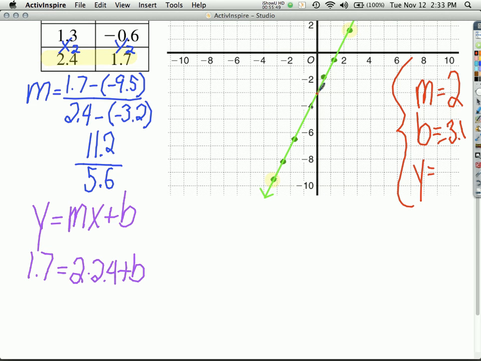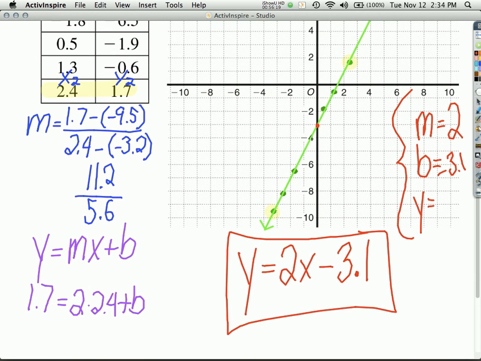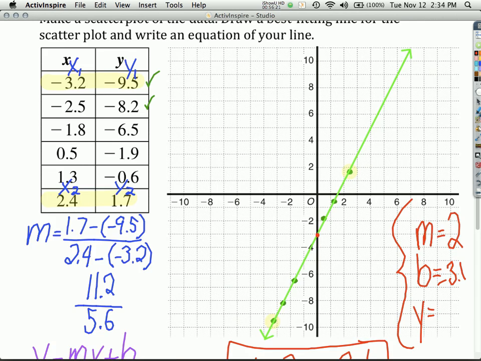Which actually looks pretty perfect right there. And so now we can write the equation of our line, y equals 2x minus 3.1. And now we have a tool to make predictions for the future. The part about predicting the future, that's what we're going to study next time when we see each other. So, comments, questions on how we did this?